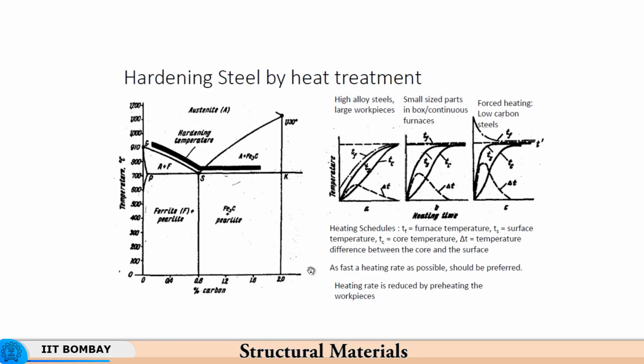Here you heat it to austenite plus iron carbide, because there is no need to austenitize it fully, because iron carbide itself is a very hard phase. So, when austenite gets transformed to martensite, you have iron carbide and martensite. If you are able to transform it at a very slow rate, then you will get iron carbide plus pearlite, but iron carbide itself is a very hard phase.